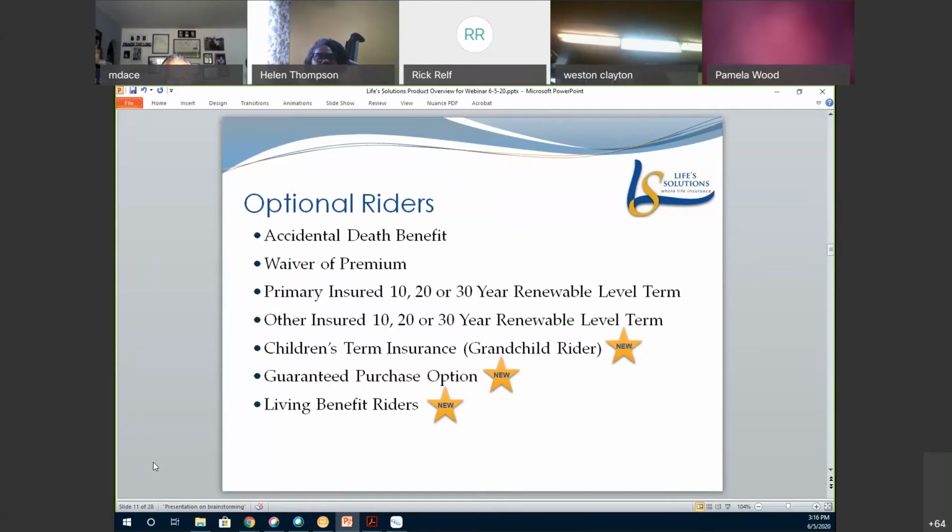As you see this list of riders here, a lot of options. Three at the bottom are new, the children's grandchild rider. As I said before, you've seen it perhaps on our final expense, but you've never seen it over here. It's new and we're happy to have it on this product. The guaranteed purchase option, where they can buy additional amounts of insurance with no questions asked at predetermined times. They pay for the right to do that. And then you have the living benefit riders. First time we've had that on our whole life contracts. Next slide, please.